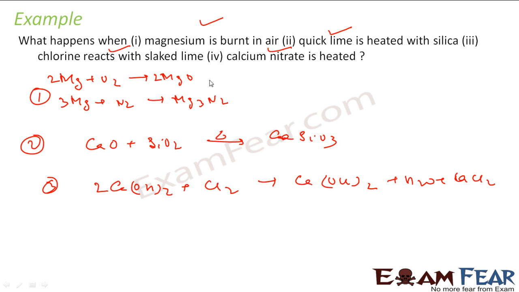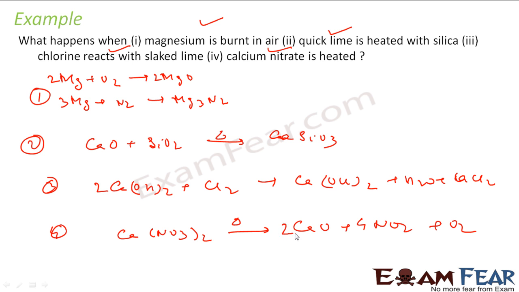This part is done. Calcium nitrate is heated. So I have Ca(NO3)2, I heat this. This gives me calcium oxide, nitrogen dioxide, and oxygen. This is something you have to remember, this reaction. There is no other way around.